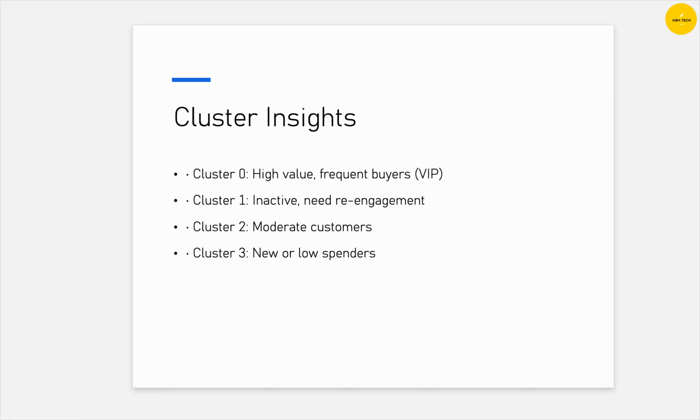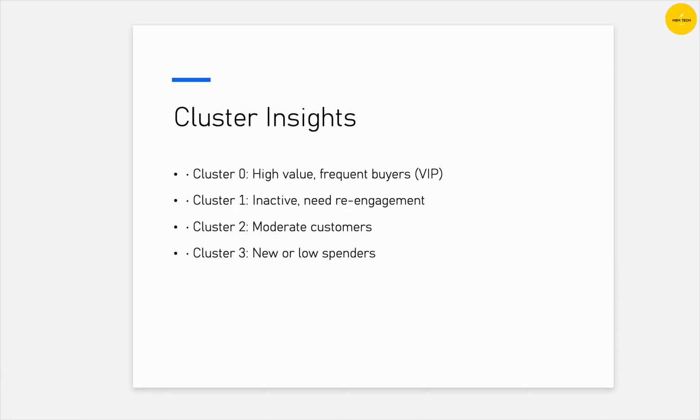So based on that, I created four clusters. Cluster 0 has high value and high frequency buyers, so that means we can place them in a VIP category. Cluster 1 has inactive buyers, so that means they need re-engagement. Cluster 2 has moderate customers, and cluster 3 has new or low spenders.